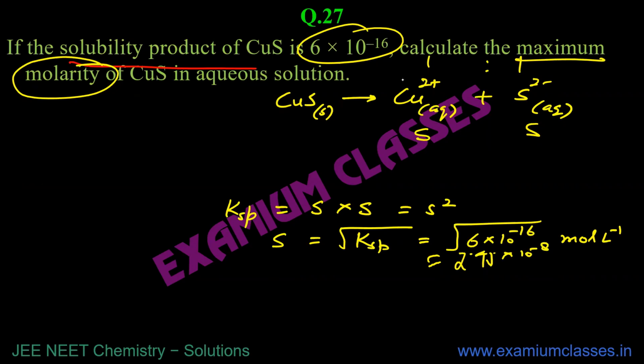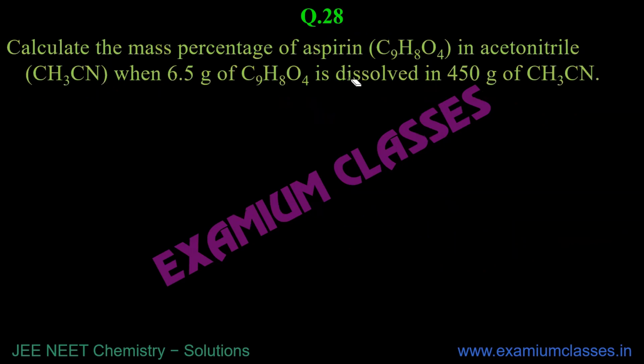Any confusion here? You just need to remember that in this particular question, you have been asked maximum solubility. If you are asked to calculate molarity, it is the solubility you are asked. Maximum molarity means 100% dissociation is there. So you don't have any amount of CuS left. 100% has dissociated. Next one.